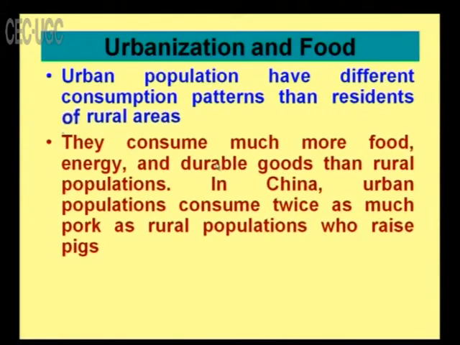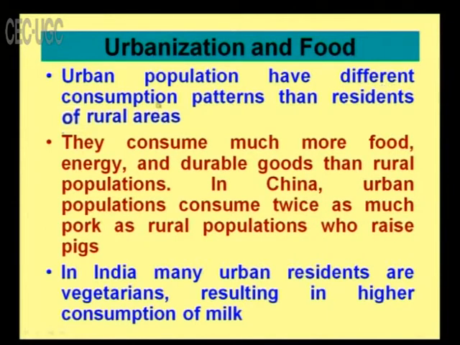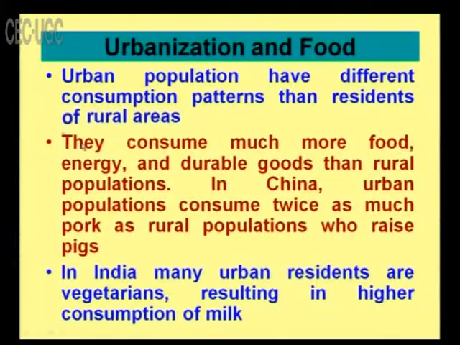And urbanization and food: the urban population have different consumption patterns than the residents of rural areas, because in rural areas very limited food items are available, and therefore the pattern is very narrow, but in urban areas they have a very wide pattern. They consume much more food, energy, and durable goods than the rural population. In China, the urban population consumes twice as much pork as the rural population who raise the pigs. See what an irony it is. The rural population has raised the pigs, but the urban population has consumed twice as much as the rural population. Therefore, there is a vast difference.